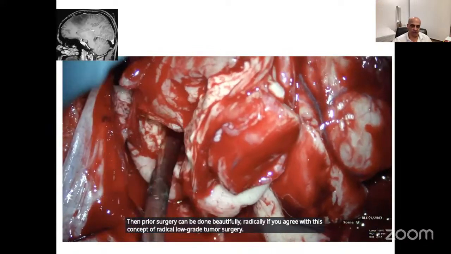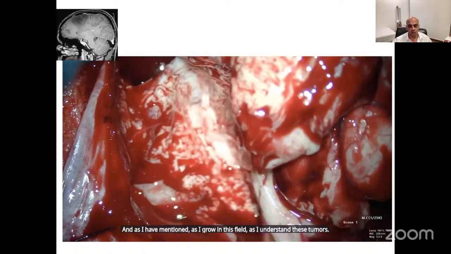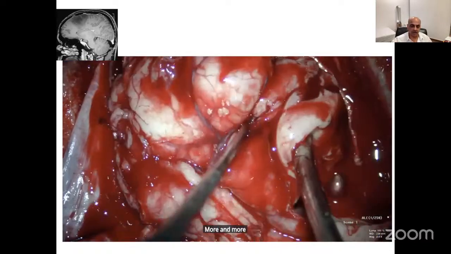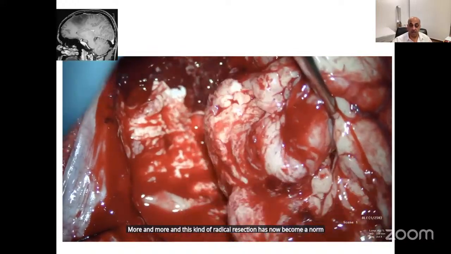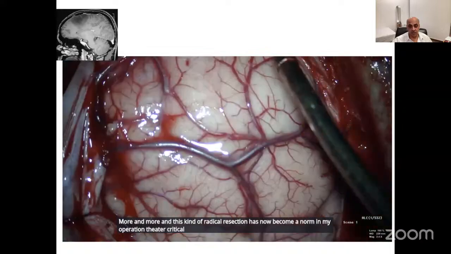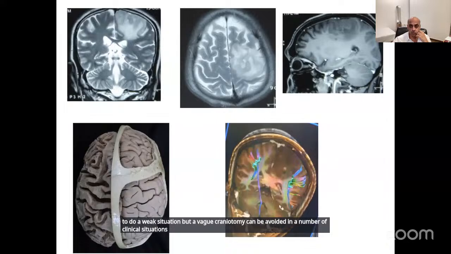And as I have mentioned, as I grow in this field, as I understand these tumors more and more, this kind of radical resection has now become a norm in my operation theater. Critical areas, near the motor areas, of course, I will like to do awake situation, but awake craniotomy can be avoided in a number of clinical situations.